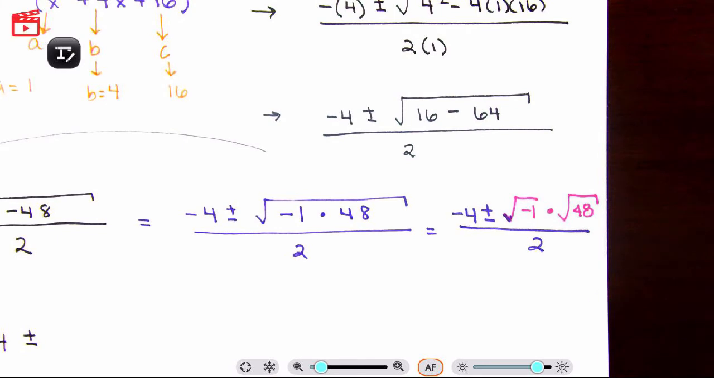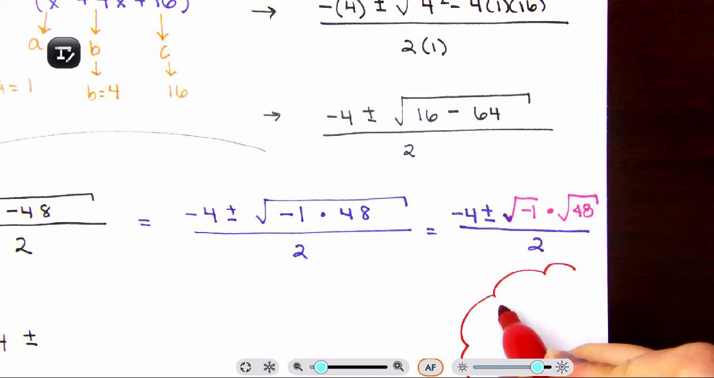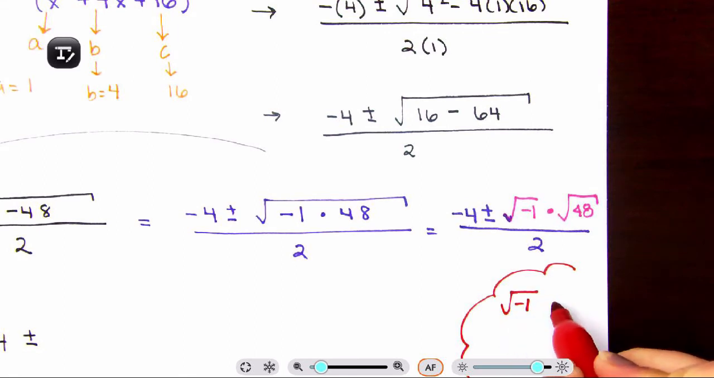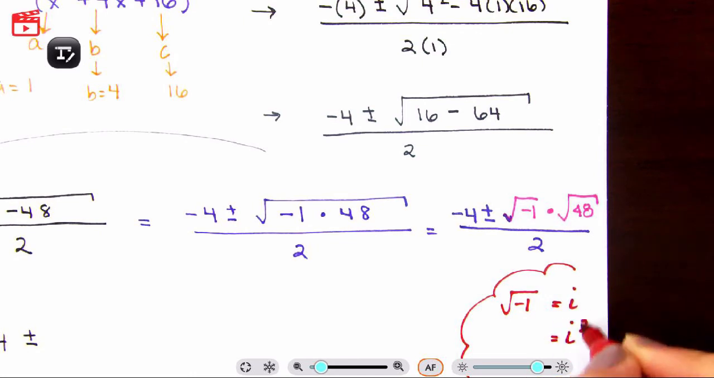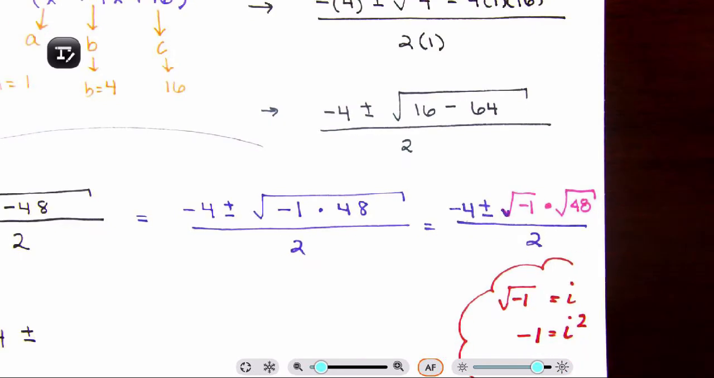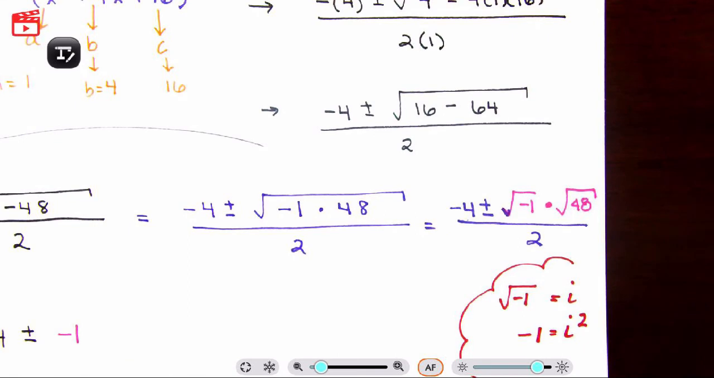So now we can continue and say negative 4 plus or minus root of negative 1. Here's another thinking bubble. Square root of negative 1 is equal to i. So that means i squared is equal to negative 1. So make sure you know that not only do you need your quadratic formula, you need to know that i is equal to the square root of negative 1 and that i squared is equal to negative 1. All right, so then what do we have? We have negative 1, we still have this root 48, and we still are all dividing that by 2.